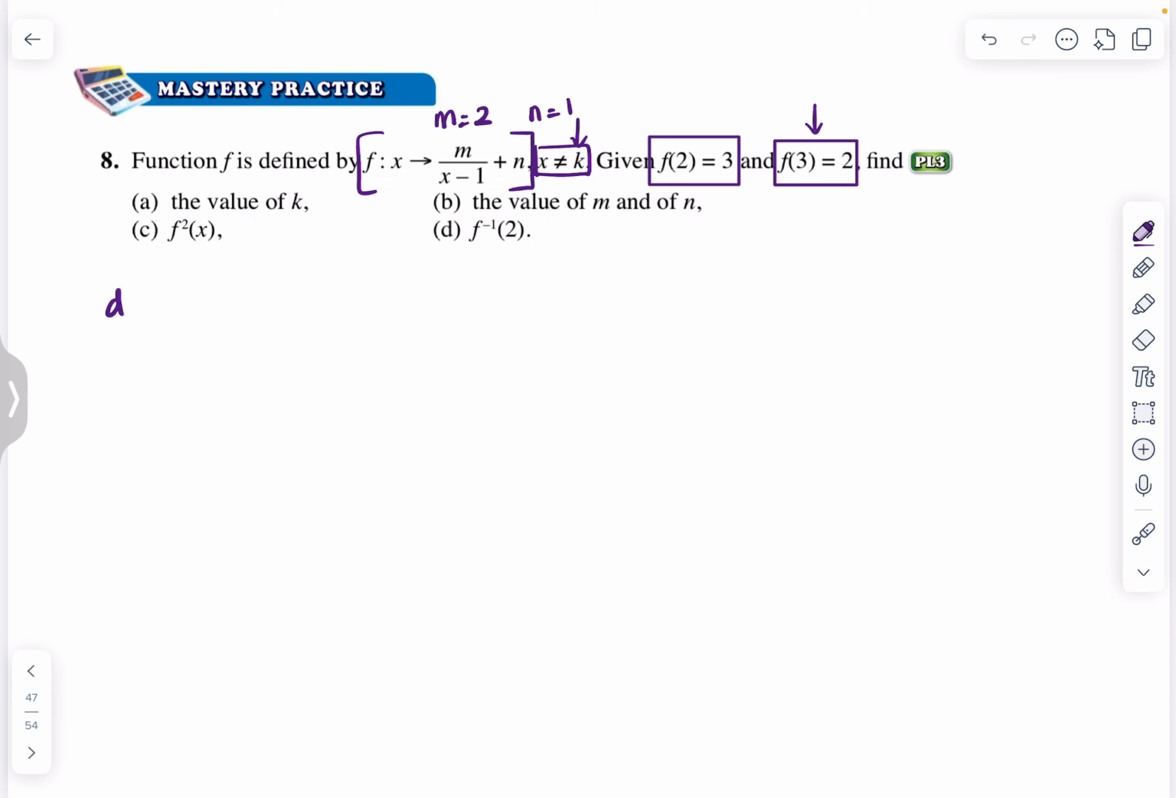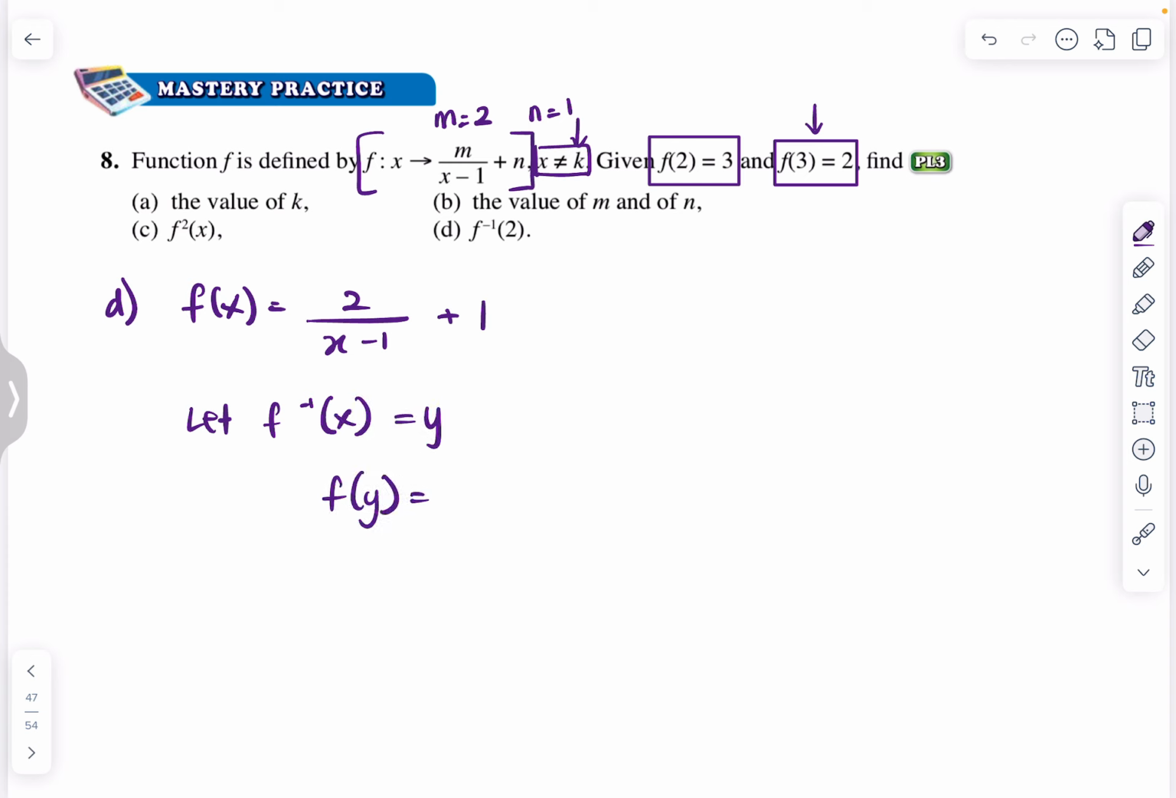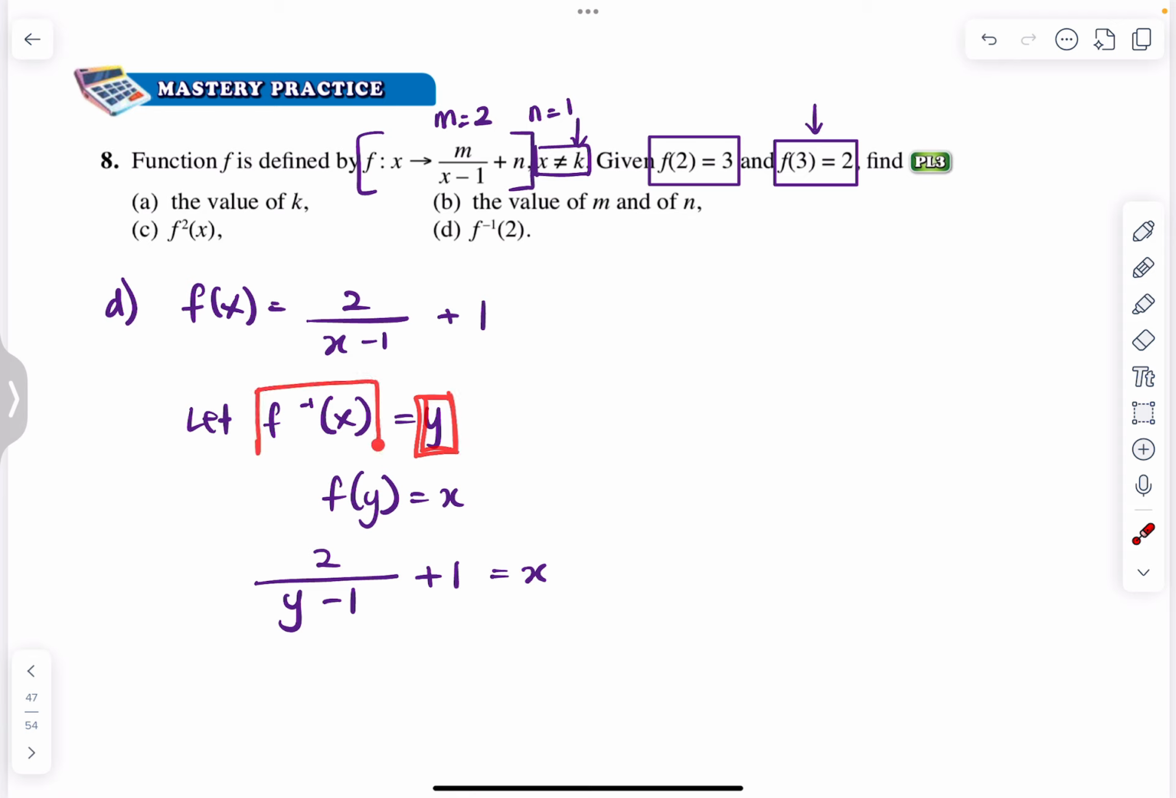Part D. f inverse 2. So our f(x) is 2 over x minus 1 plus 1. To find f inverse, the first step is always let f inverse x equal to y. So if f inverse x equals y, f(y) will equal x. You bring the f inverse to that side. So if f(x) is 2 over x minus 1, f(y) would be 2 over y minus 1. And then now we have to make y the subject, because if we find y, we can get our f inverse x.